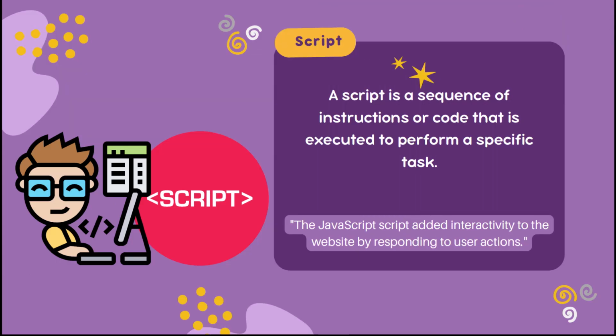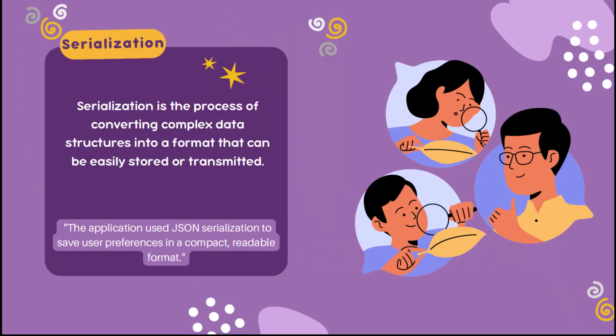Script. A script is a sequence of instructions or code that is executed to perform a specific task. Example: the JavaScript script added interactivity to the website by responding to user actions. Serialization. Serialization is the process of converting complex data structures into a format that can be easily stored or transmitted. Example: the application used JSON serialization to save user preferences in a compact, readable format.